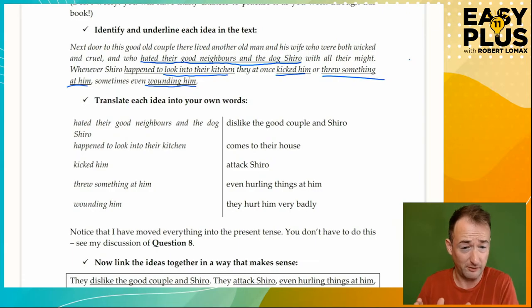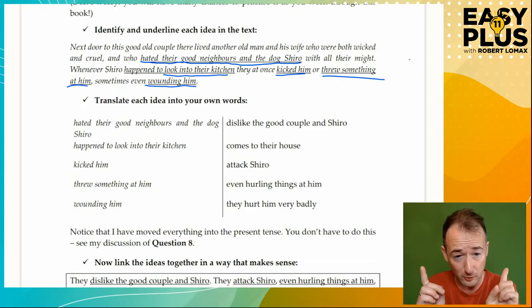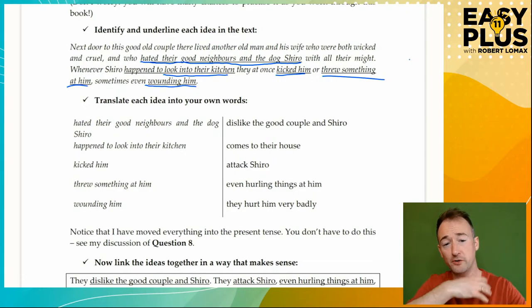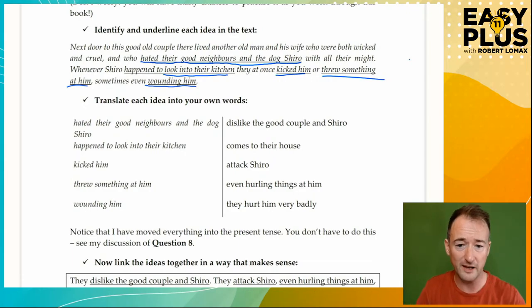But these bits of information are not in our own words. Obviously, they're in the text. We've underlined them. They are in the words of the author. So we found the key information, but we need to turn it into our own words as though we're explaining to a friend, and put these ideas together in a way that makes logical sense.